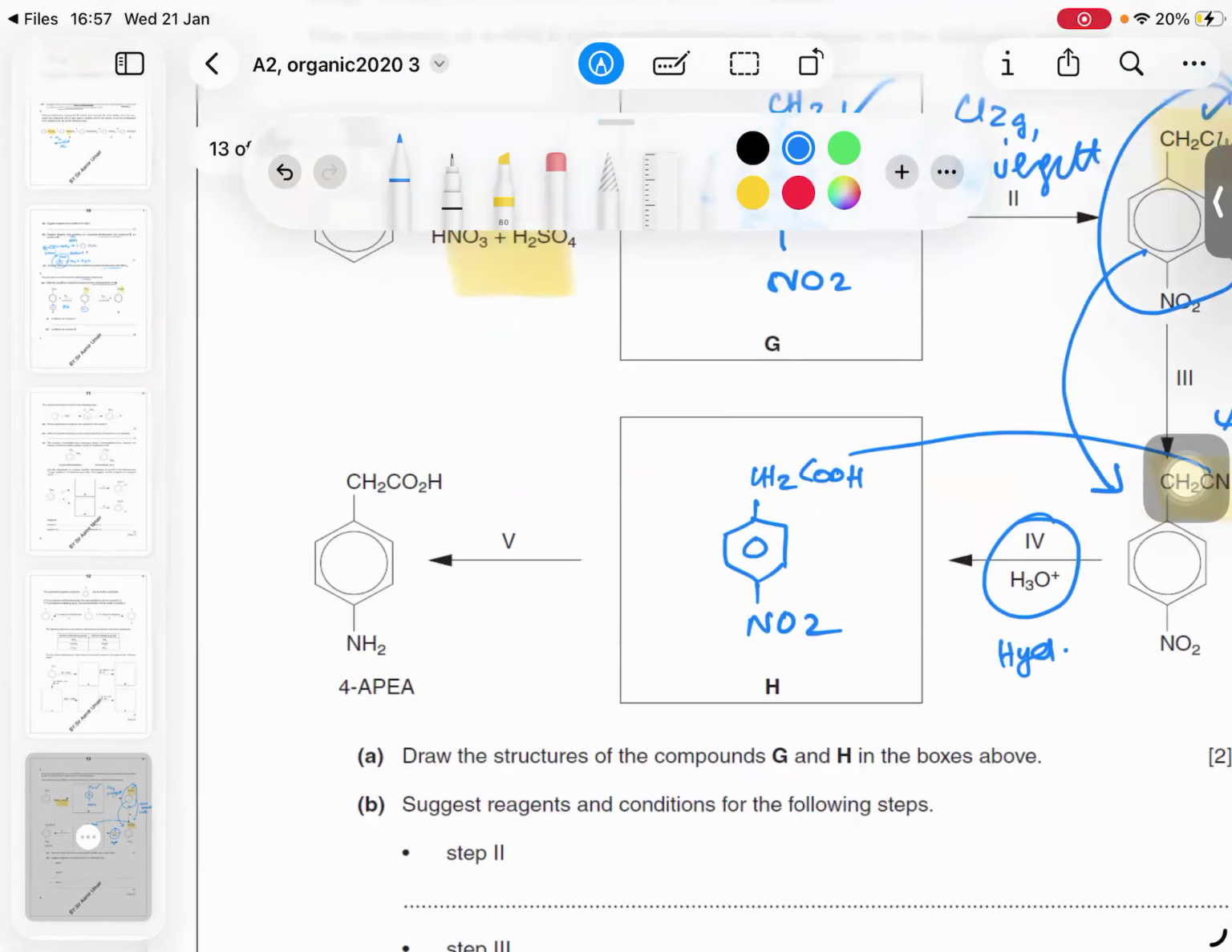Now what happened to the last part? This NO2 turning into what? NH2. This again we come to the A2 now. What is this? Tin with concentrated HCl. And this is called the reduction of nitrobenzene to prepare phenylamine. Right, next.